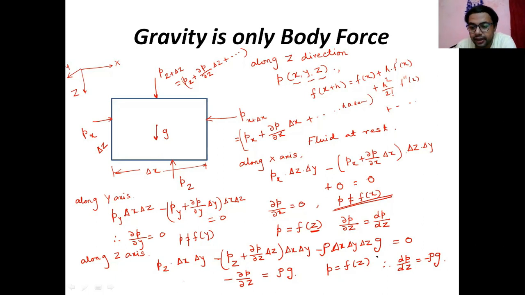This equation is very, very important, and we also call it the law of hydrostatics. So dP dz is equal to minus rho G. Most important equation. P does not depend on X because there is no body force. P does not depend on Y as there is no body force, but P depends on Z. And what is the dependency? dP dz is equal to minus rho G. That is the dependency.